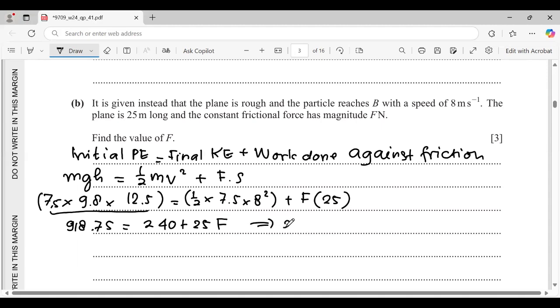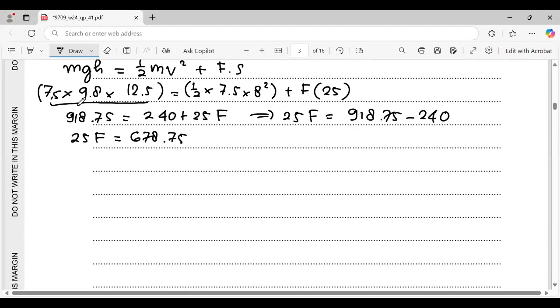So it means that 25F equals 918.75 minus 240. So 25F equals 678.75. So F equals 678.75 over 25. It is 27.15 newtons.